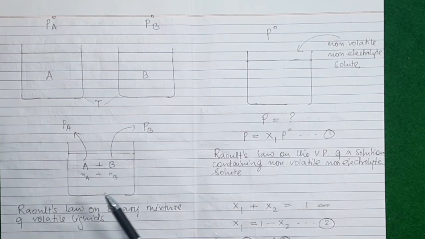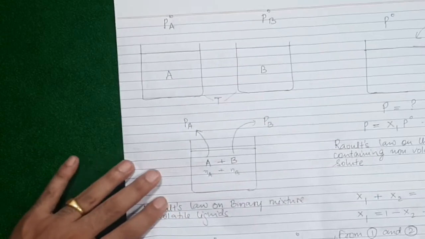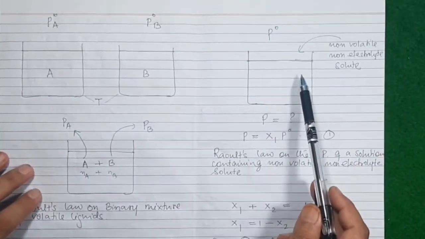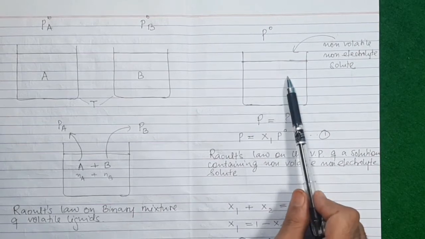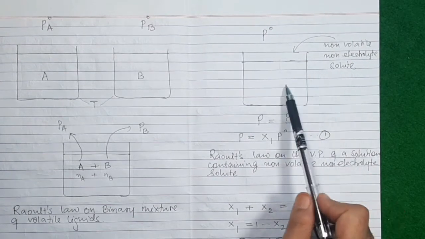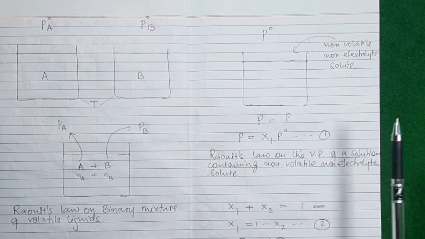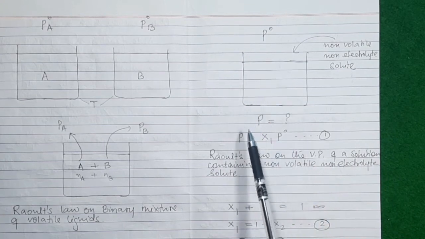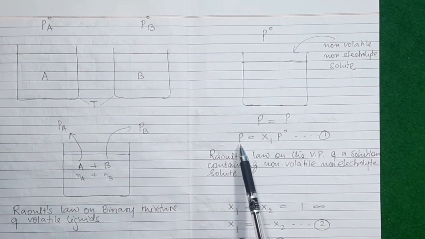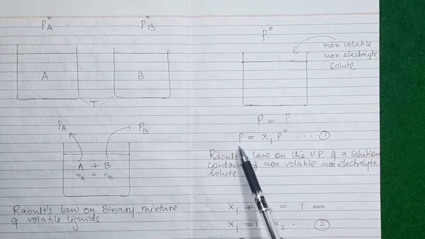I think we can use this idea of Raoult's law on a mixture of two liquids to find the vapor pressure of this solution containing a non-volatile, non-electrolyte solute. How? Because in this solution, it is not the solute which is forming the vapor. The solution is exhibiting vapor pressure because of the solvent only. It is the same solvent which is exhibiting vapor pressure. So when you calculate the vapor pressure of a solution, you are calculating the vapor pressure of the solvent.